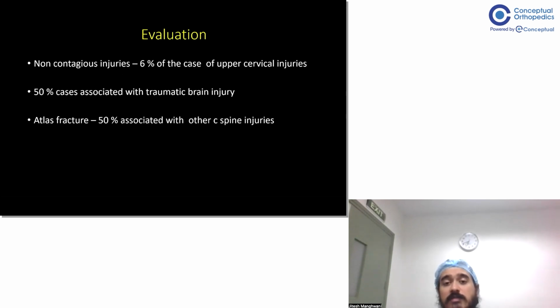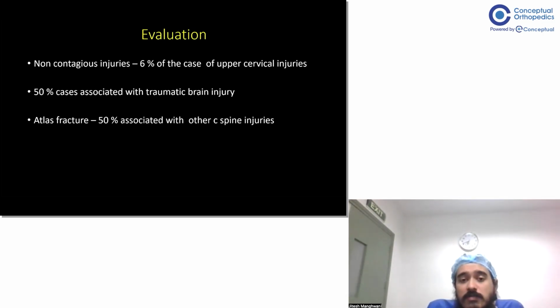Many a times these injuries in the upper cervical spine tend to be stable, and the ones which are in the other areas are highly unstable ones. And all the focus goes on the upper cervical spine injury. And this is the reason why understanding and diagnosing these non-contiguous injuries is of vital importance.